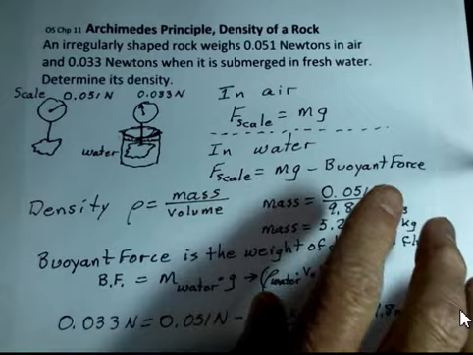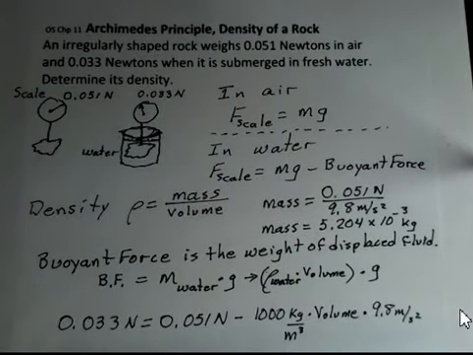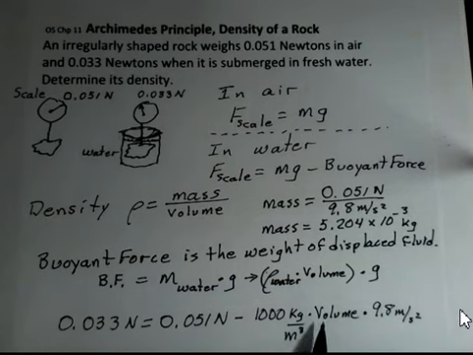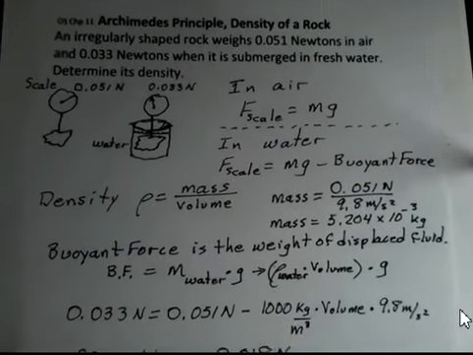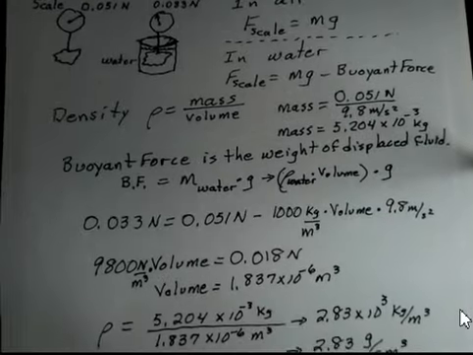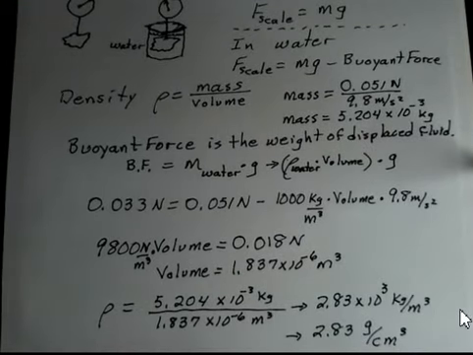The force of the scale equals mg minus the buoyant force. The force of the scale, 0.033 newtons. The force of the scale when the rock is in air, minus the buoyant force. Fresh water has a density of 1,000 kilograms per cubic meter. Volume is unknown, and 9.8 meters per second squared. So we could gather like terms. Those newtons can be gathered together, and then multiply the 1,000 by the 9.8.